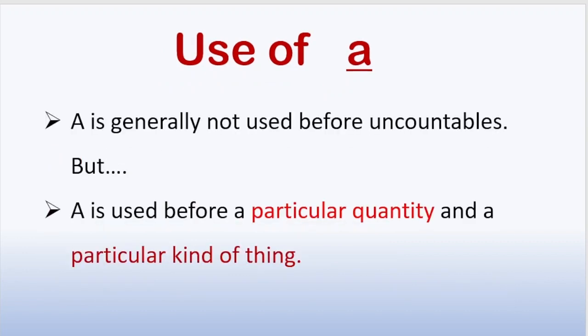Next, a is generally not used before uncountables, but a is used before a particular quantity and a particular kind of thing.